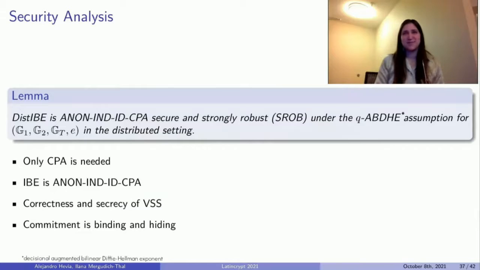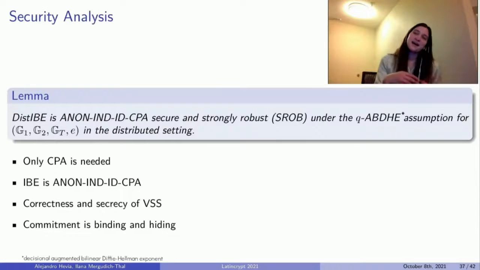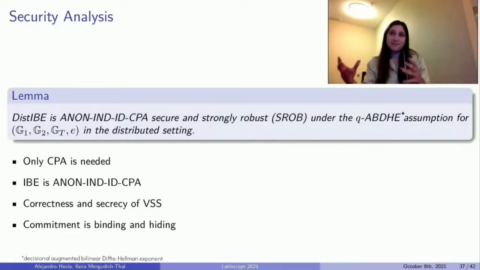So now we have this short lemma that sadly we do not have time to show you the entire proof of, but I can give you a little bit of the reasoning behind it. What it tells us is that this distributed IBE that we proposed is actually CPA secure in the context of IBE, and that it is also strongly robust. This follows from the fact that the transform proposed by Abdalla, Bellare, and Neven tells us that if we have a CPA secure IBE scheme and we add a hiding and binding commitment in a specific way, then we will obtain a scheme that is CPA secure and also strongly robust.